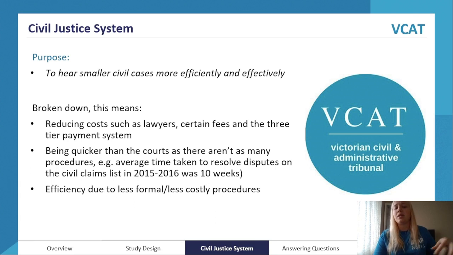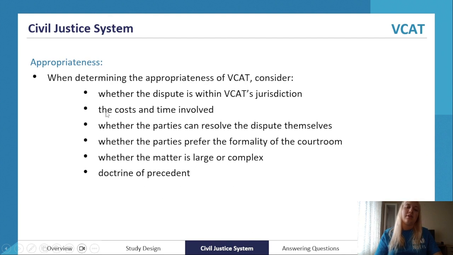And dispute resolution is generally much faster within VCAT than the courts, not only cheaper. For example, average time taken to resolve dispute in the civil claims list in 2015-2016 was 10 weeks, much faster than the courts. There are also less formal and less costly procedures. So when determining appropriateness of VCAT, what do we need to think about? Whether the dispute is within VCAT's jurisdiction. Generally, VCAT's jurisdiction is so big, everything that you'll read about, any stimulus material that you'll get, it's within VCAT's jurisdiction. It will be some kind of civil claim, okay? So that will always be a no-brainer.